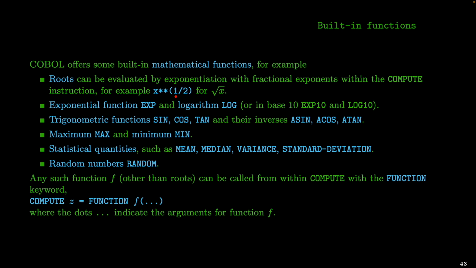And to use such a function, let's say we call it f for any of these functions here. Other than the roots, which you can just write like this, if you use any of these other built-in functions within the compute, you have to preface it by the function keyword. So you would write something like compute z equal to function, and then f, which is any of the functions mentioned here, followed by the list of its arguments.